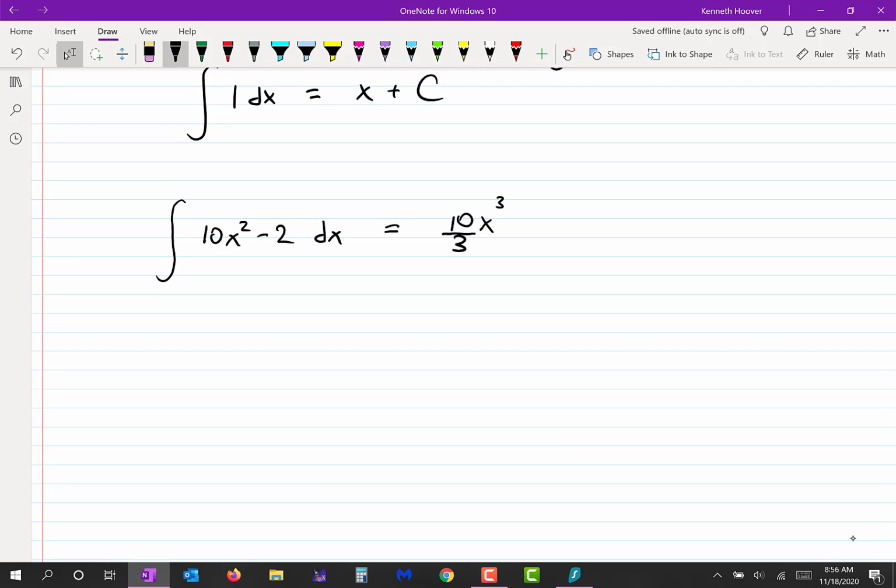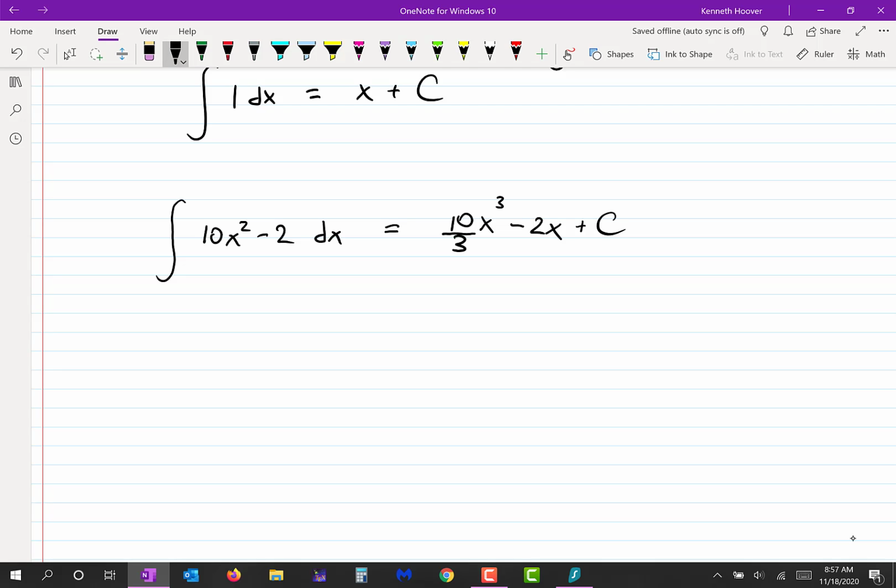Then I have the integrand minus 2. So when I integrate, that becomes minus 2x, correct? And that's the end. We put plus c and we're finished. So remember this part here. Okay, remember what I said. I copy the constant. I add 1 to the exponent. And then I multiply times 1 over that new exponent.